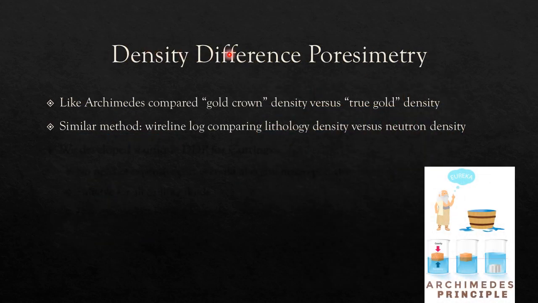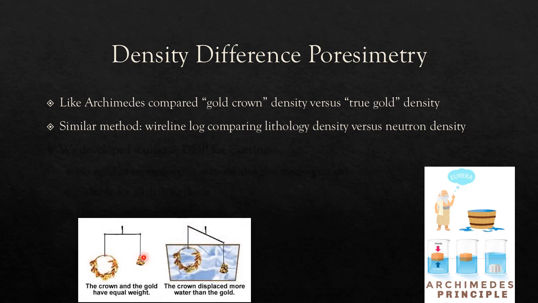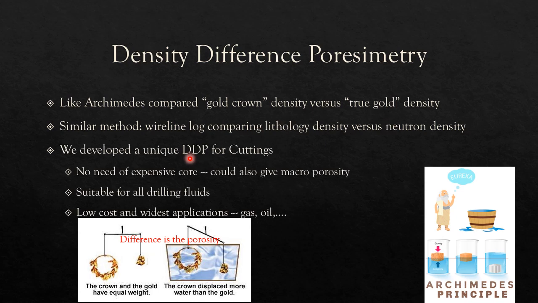We're going to talk about the density difference-based porosimetry, or DDP. So DDP is based on the same principle as Archimedes, who compared the gold crown density versus true gold density, where he used buoyancy to measure the volume and then compared the weight of the crown versus true gold, and the difference is the porosity. A similar method is already used in wireline logging, where we compare the lithology density versus neutron density to give us the porosity. So we developed a new unique DDP for cuttings.